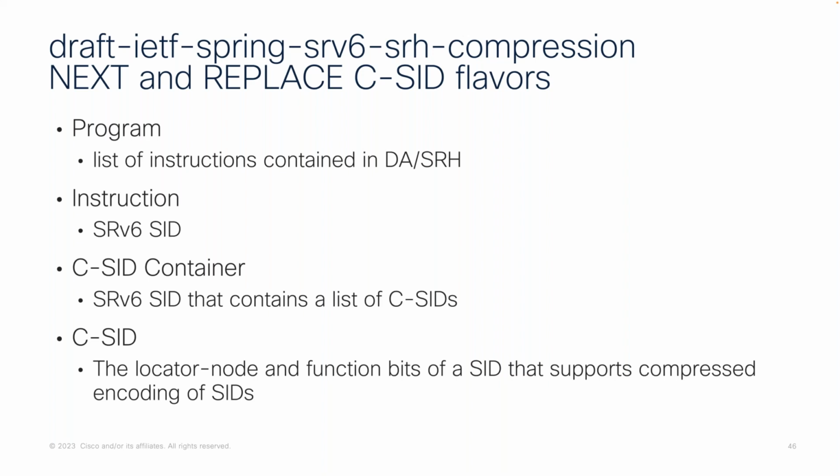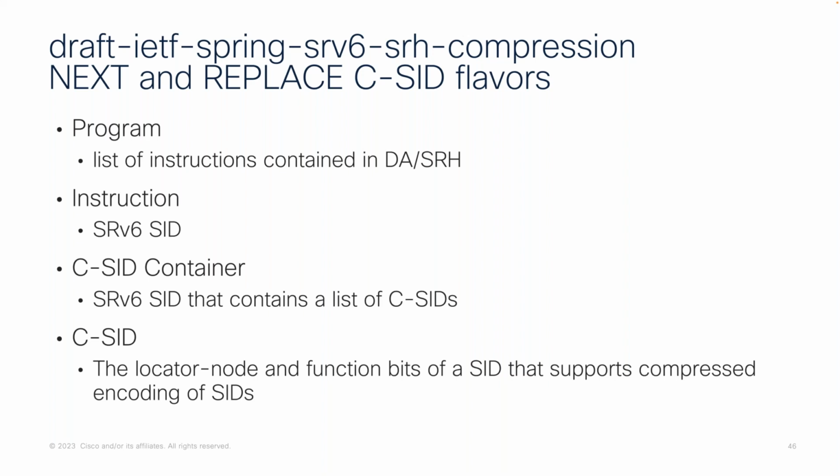IETF Spring SRv6 SRH compression. This is just a look at what's coming out and what's getting implemented out there, what's getting tested. It describes 2 flavors of SIDs, and those flavors get applied to the N SID and the N.X SID. 2 flavors of SIDs that allow for them to be compressed. So in these 2 flavors of compressed SIDs, we still have a program, we still have a list of instructions contained in a destination and SRH.